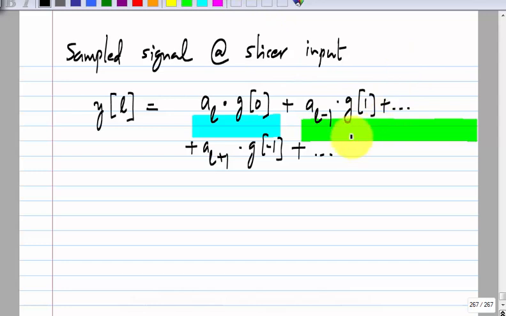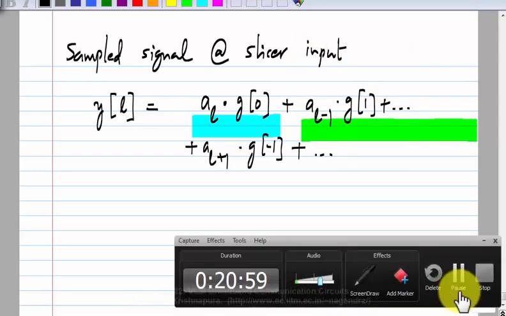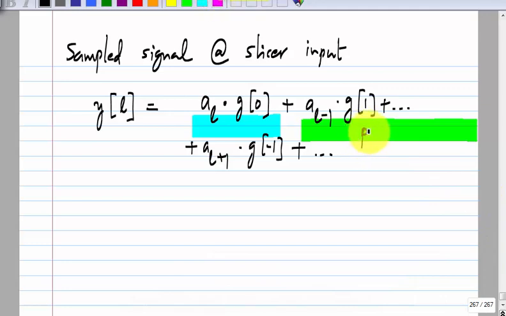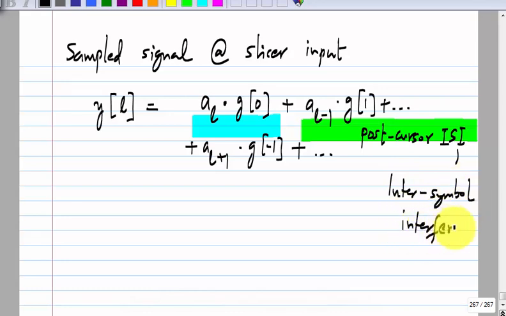So these are the contributions of symbols that came before, obviously. This is known as post cursor ISI. ISI is the inter-symbol interference. So all the symbols that came before, A_{L-1}, A_{L-2} and so on, also contribute to the values here. So this is known as post cursor ISI.